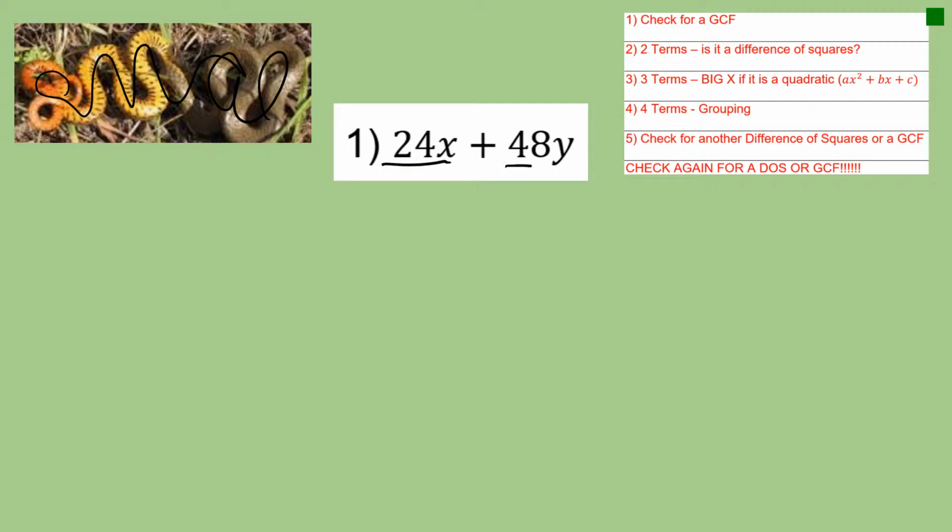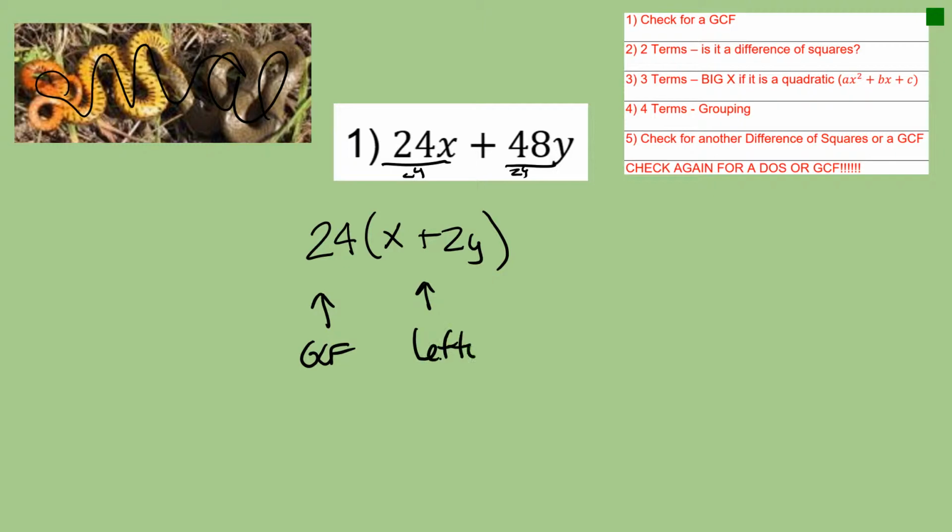Two terms. First thing I'm going to check for is a GCF. There is one. They both have a 24. So if I divide them each by 24, I get x plus 2y. Remember, GCF and then the leftovers. Don't just divide and give me the division.